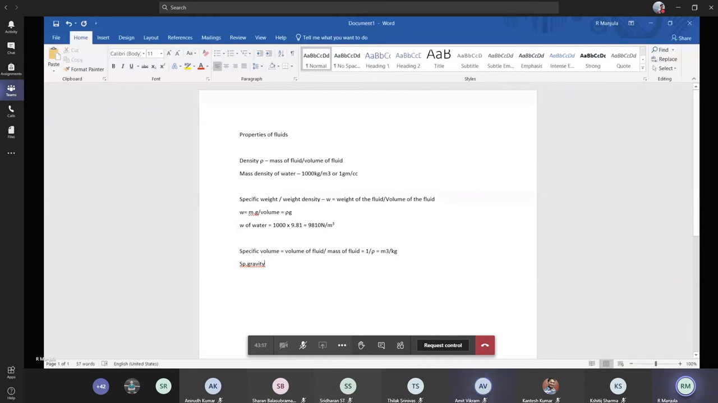Okay. Now we'll go to the second part of it. Normally the specific volume applications are only in gases, in gas flow problems. And next we'll pass on to specific gravity. So what is meant by specific gravity? Density of object upon density of water. Yes, that's all. Density of any fluid or liquid divided by density of standard fluid. That is the basic definition.